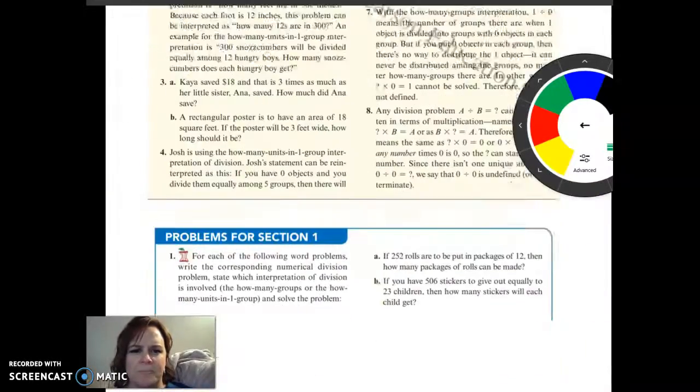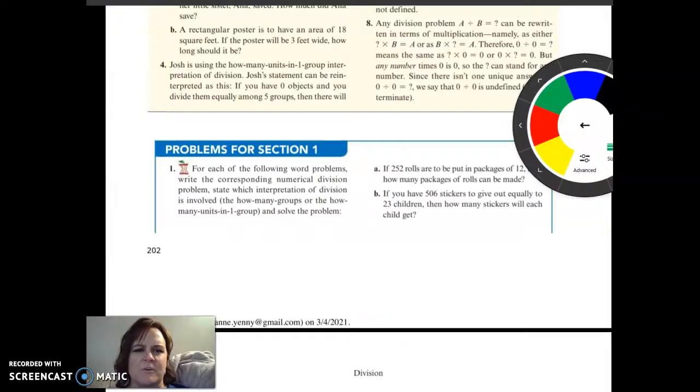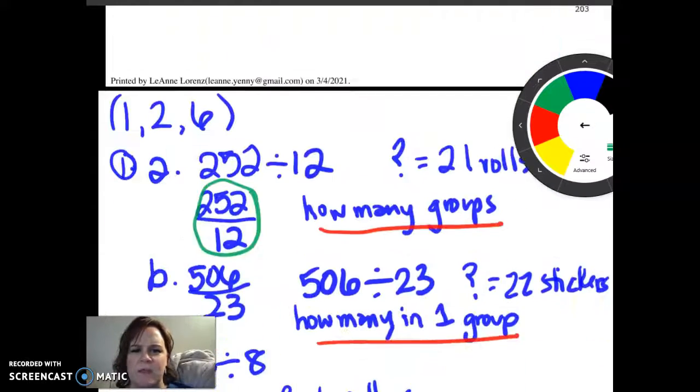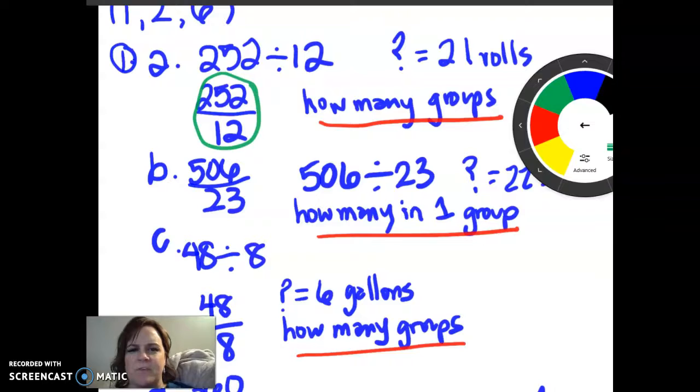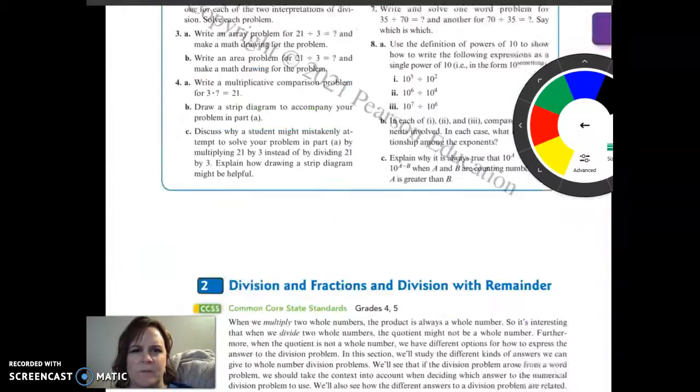In B, if you have 506 stickers to give out equally to 23 children, how many stickers do they each get? So this is 506 divided by 23, or 506 23rds. That's 22 stickers, and this time it's a how many in one group type of problem.